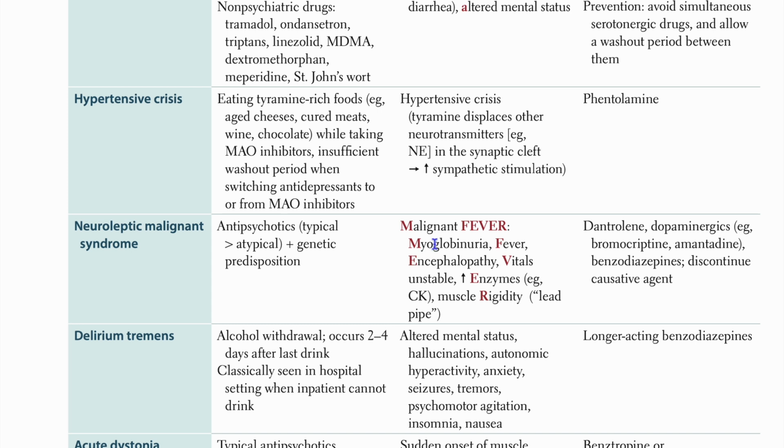Remember at least the malignant fever, hyperthermia, because they will give you that, and they will give you CK levels or myoglobinuria somehow. Unstable vitals could be anything, so that's not going to give it away. Encephalopathy can be because of anything, but not many things can cause malignant fever, and the same for myoglobinuria. So if they tell you the person has symptoms of psychosis, assume that they're on antipsychotics, and that can cause neuroleptic malignant syndrome. Treatment is dantrolene, dopaminergics, for example, bromocriptine, amantadine, benzodiazepines, and discontinuing causative agents.